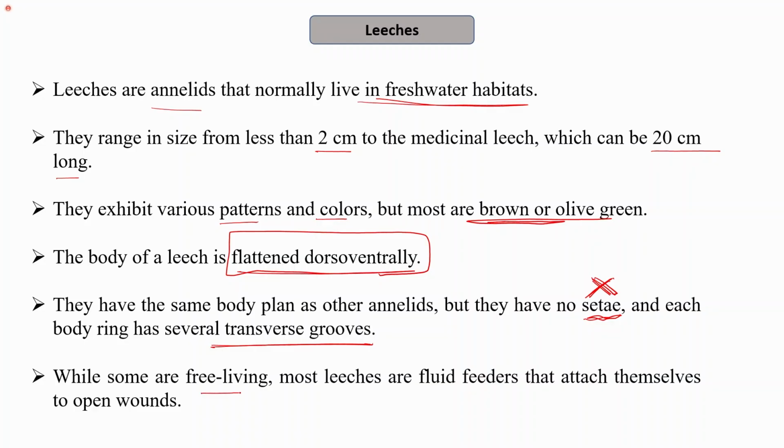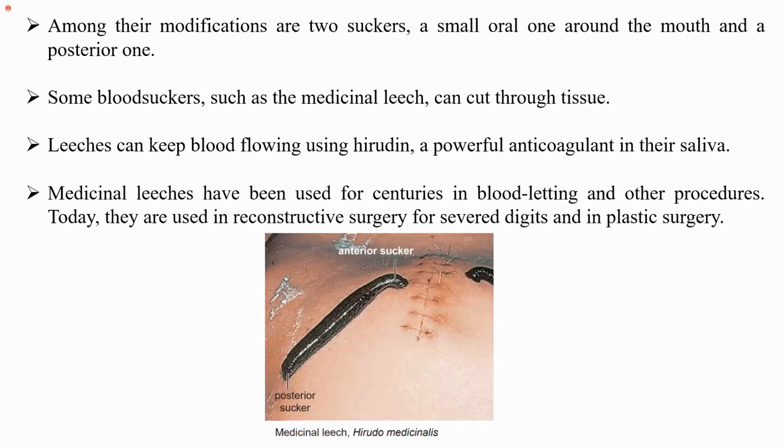While some of them are free living, most of the leeches are fluid feeders that attach themselves to open wounds, and they are parasitic there. Most leeches get attached to the wound and suck the fluid from the host. Therefore, they have modifications, among them 2 suckers: a small oral sucker around the mouth, and a posterior one on the posterior end.